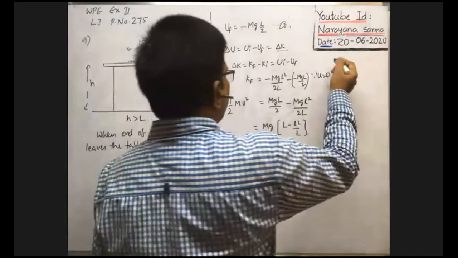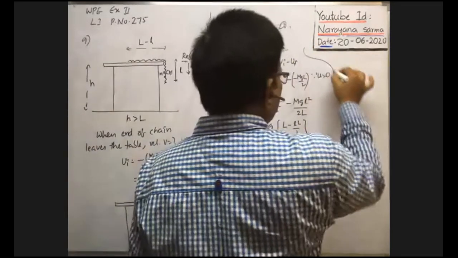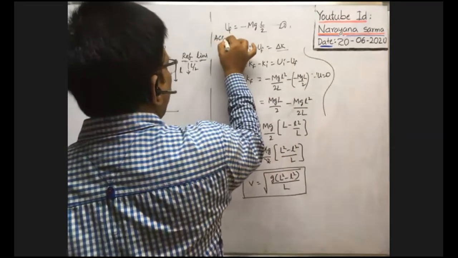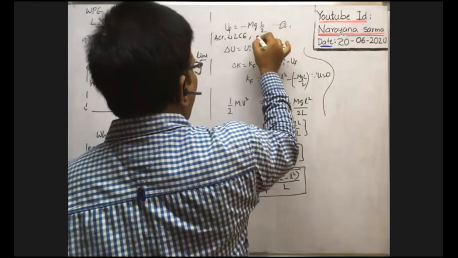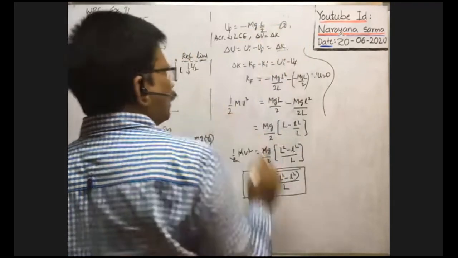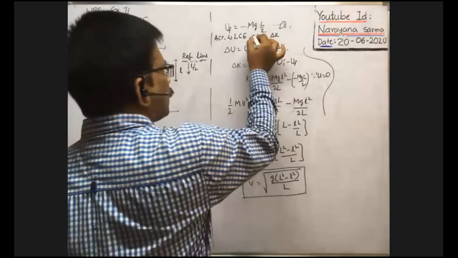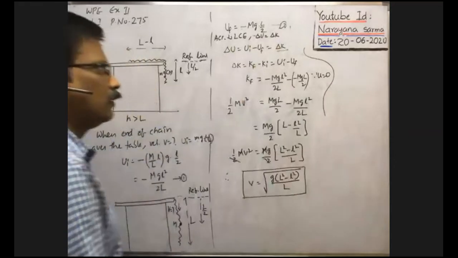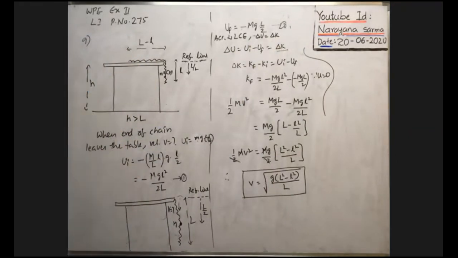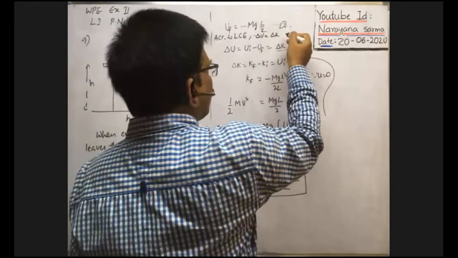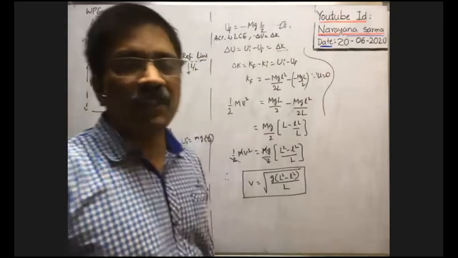Here definitely the total energy is constant. Whenever the total energy is constant, according to the law of conservation of energy, as the total energy is conserved, the loss of potential energy must be equal to the gain in kinetic energy. So the loss of potential energy, meaning minus delta U, is equal to the gain in kinetic energy, delta K. Or the change in potential energy plus the change in kinetic energy is equal to 0. That means the net change in energy of the chain is equal to 0.